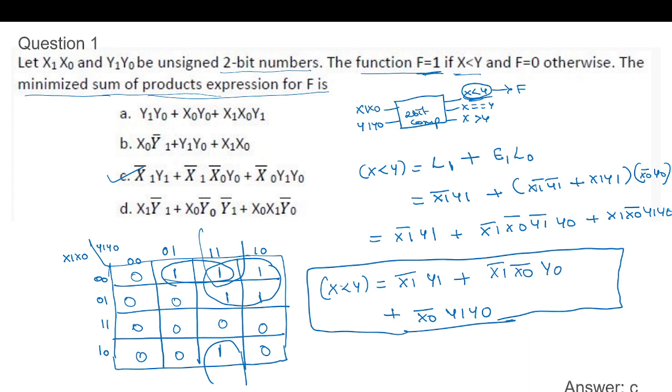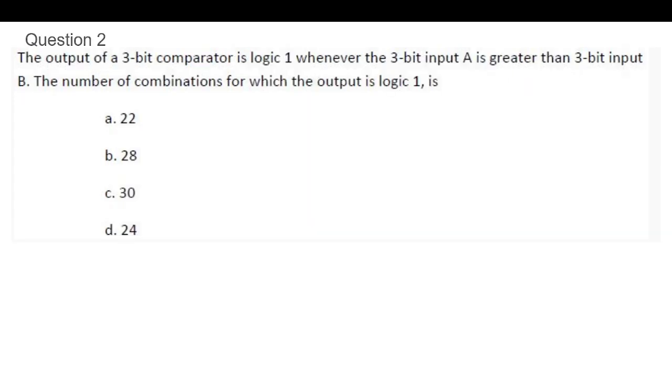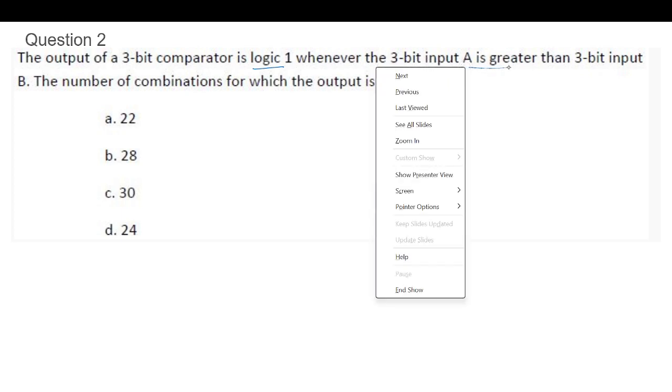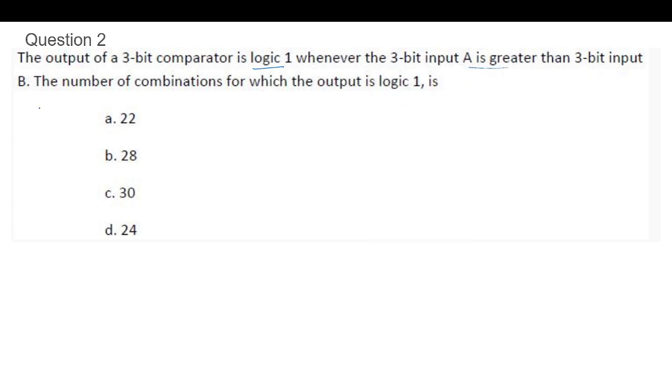So, if this question is clear, okay, next question we will go. Try. The output of the 3-bit comparator is logic 1 whenever the 3-bit input A is greater than the 3-bit input B. The number of combinations for which the output is 1 is, so they have given 3-bit input, A 2 down to 0, greater than B 2 down to 0.